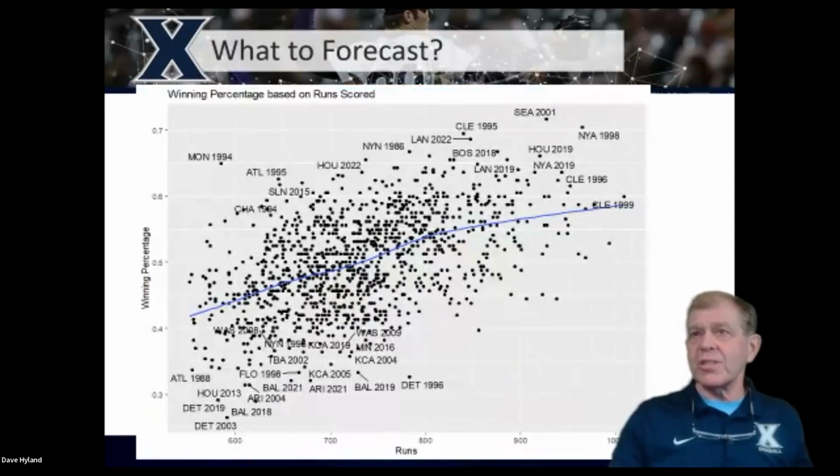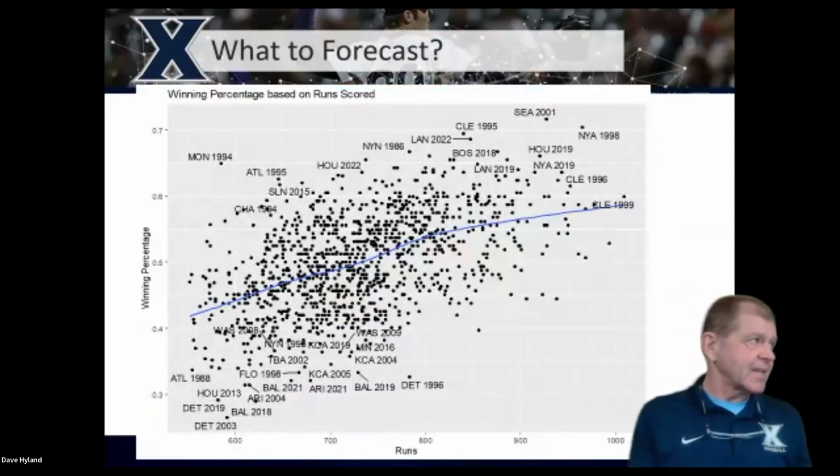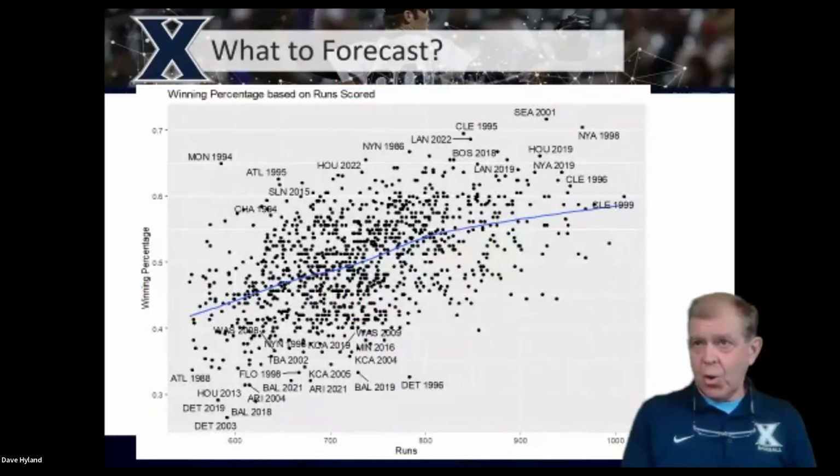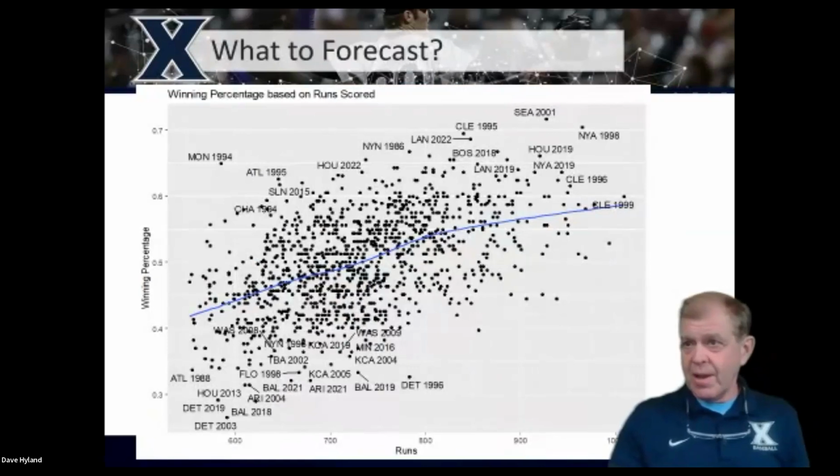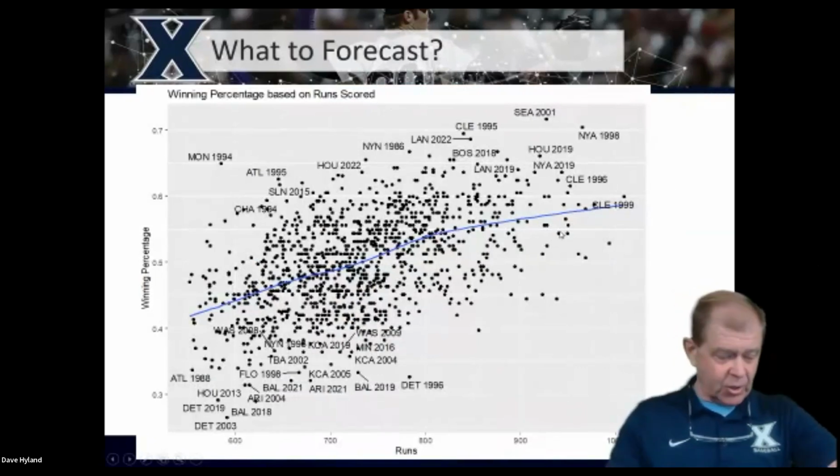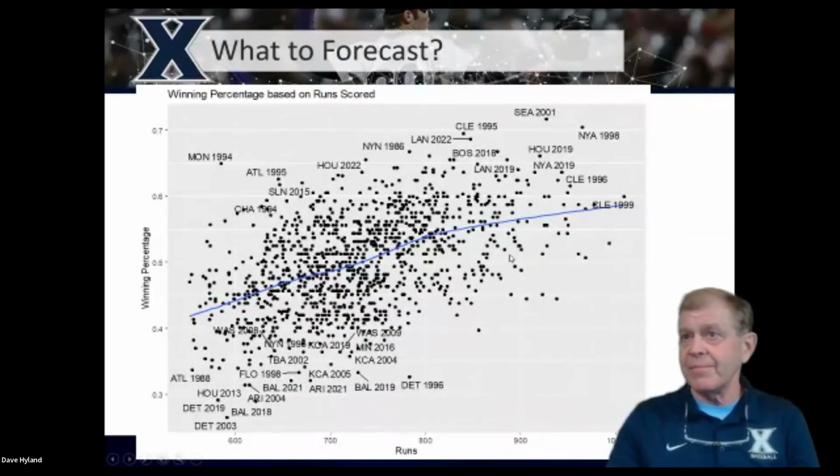In this case, we're just looking at the hitting side of things. So if we just look at winning percentage based on runs scored, it looks something like this, right? So here are some teams, we've got some of the outliers plotted. We see there's a relationship: the more runs you score, the higher your winning percentage tends to be.